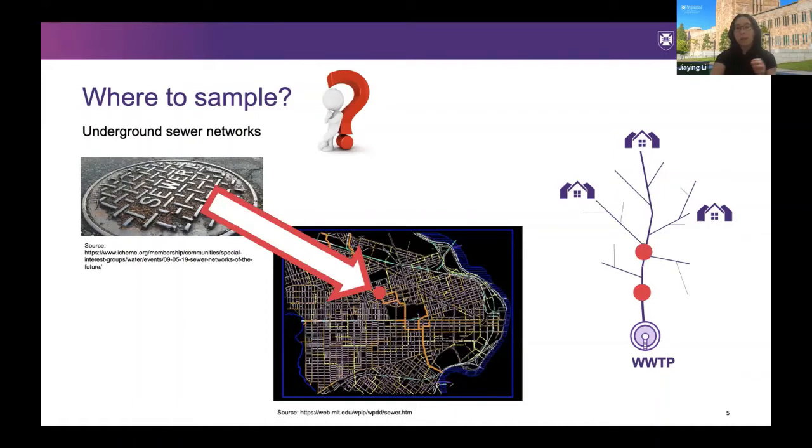Each manhole serves like a sub-catchment. Apparently, the sub-catchment couldn't be too large, because if you detect a signal, you still don't know where it comes from.